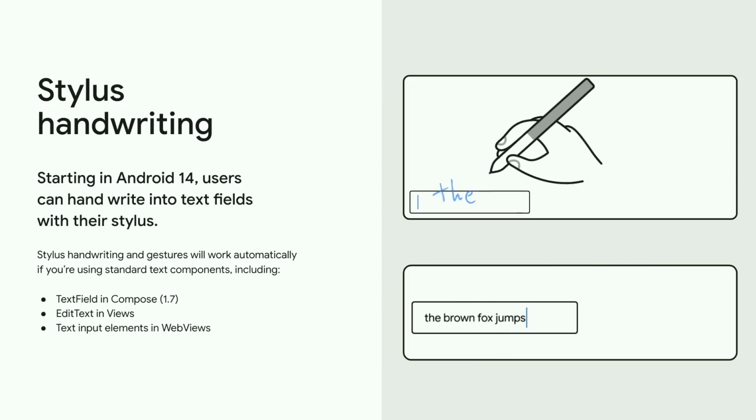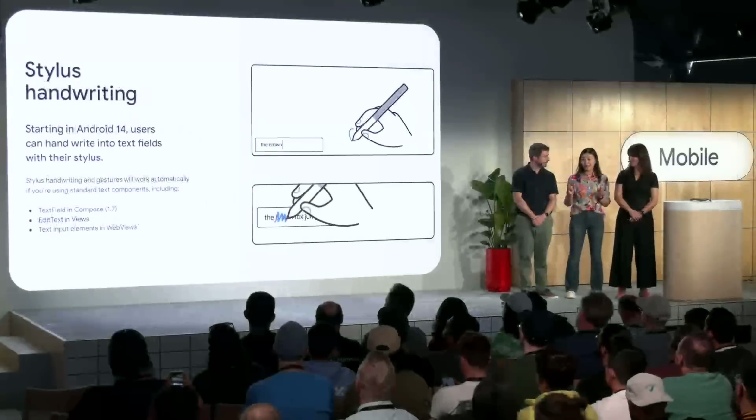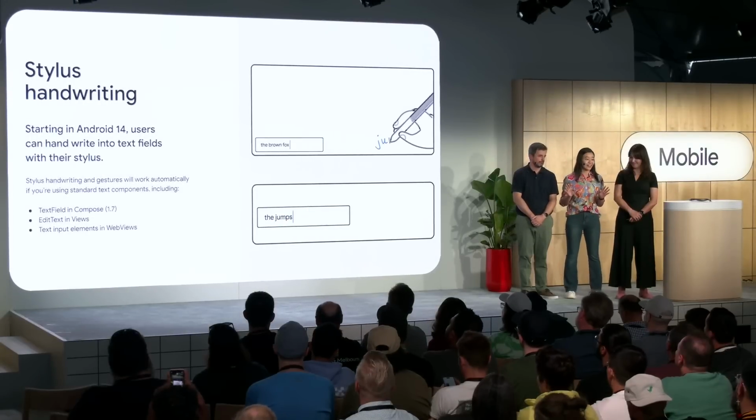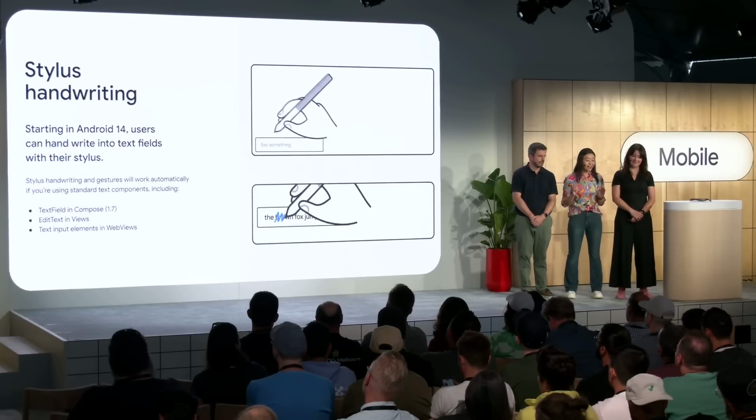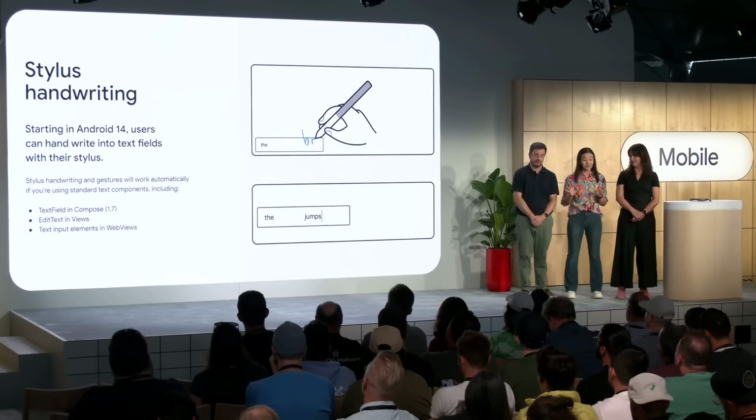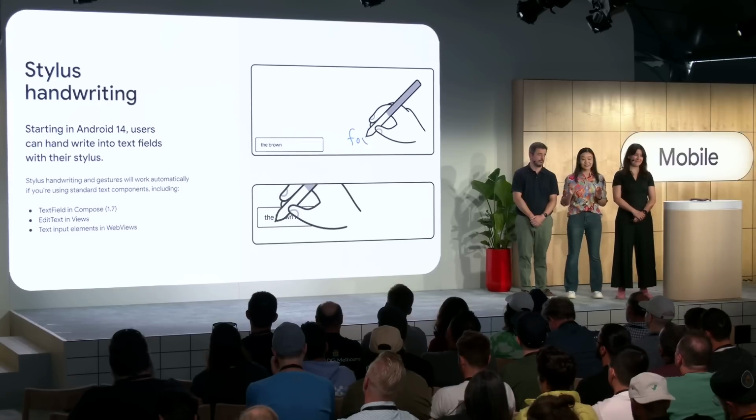For adding text in views and other text input elements in web views, no additional work is needed. But if you have a custom view which supports text input, or a UI element that looks like a text field, make sure you're handling stylus handwriting in your app. Check out the developer documentation for more information on handling custom text editors.